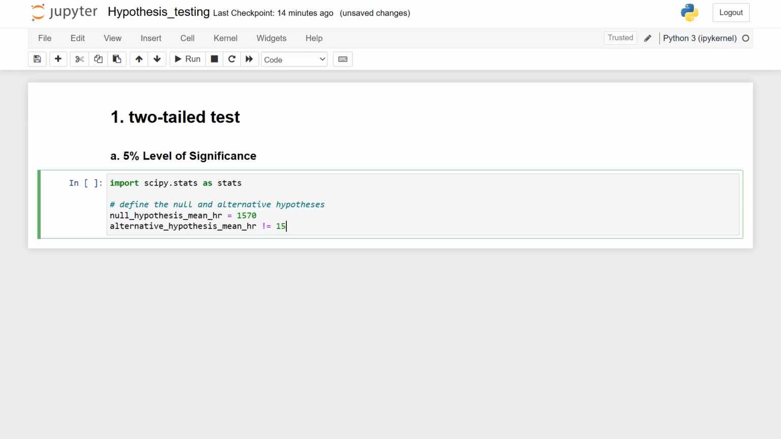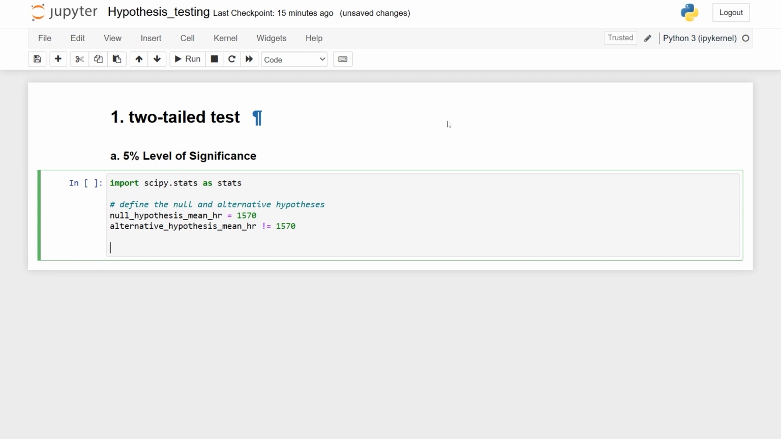1570. So that's our alternate hypothesis, and the null hypothesis is done. Now the next step is to calculate the sample mean and the sample size, everything.